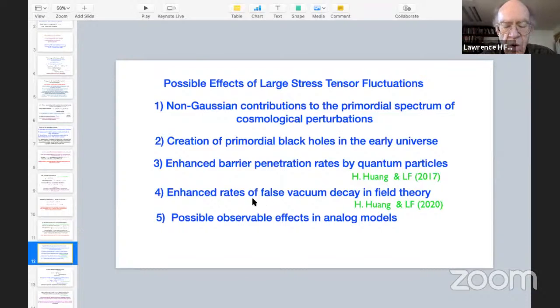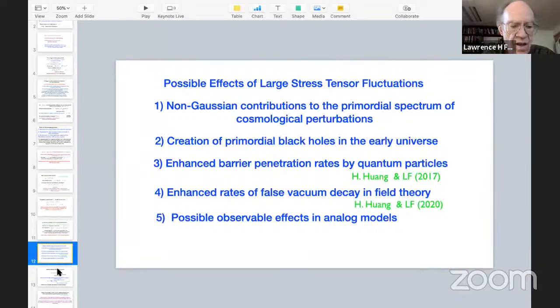However, large quadratic operator fluctuations can actually also enhance the rates of that, as we showed in this paper, and possibly increase the rate of decay of the false vacuum under certain conditions. So again, this is somewhat controversial, but it's a possible effect. But in the last part of this talk, I want to talk about an analog model where you're dealing not with gravity, but some other quadratic operator that models an effect like that in gravity.